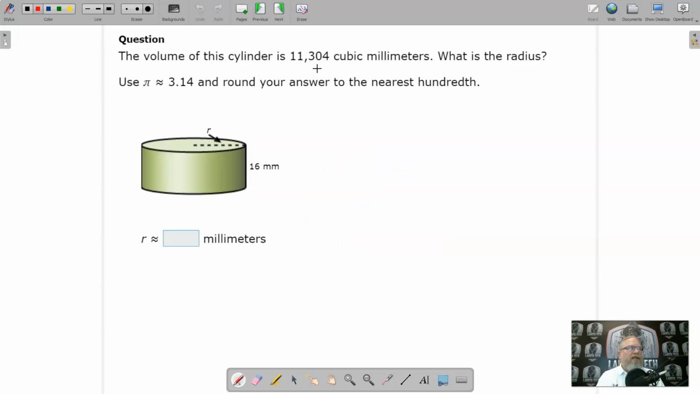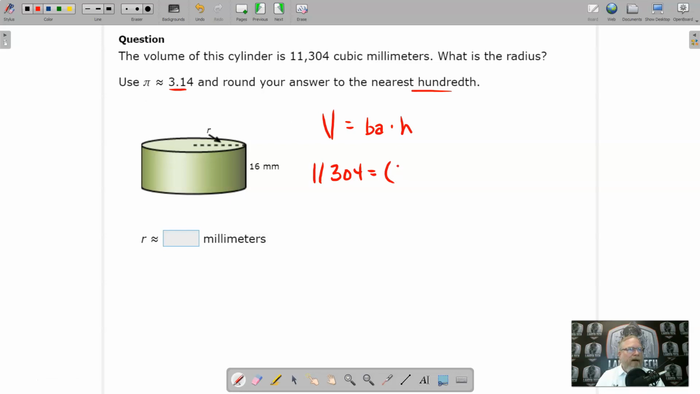The volume of the cylinder is 11,304 cubic millimeters. What is the radius? And again, we're going to use 3.14 as the for pi, and we're going to round to the nearest hundredth. So volume for a cylinder is equal to the base area times the height, right? So base area times the height. So let's put in what we know. We know the volume is 11,304. And for base area, we're going to do pi r squared.